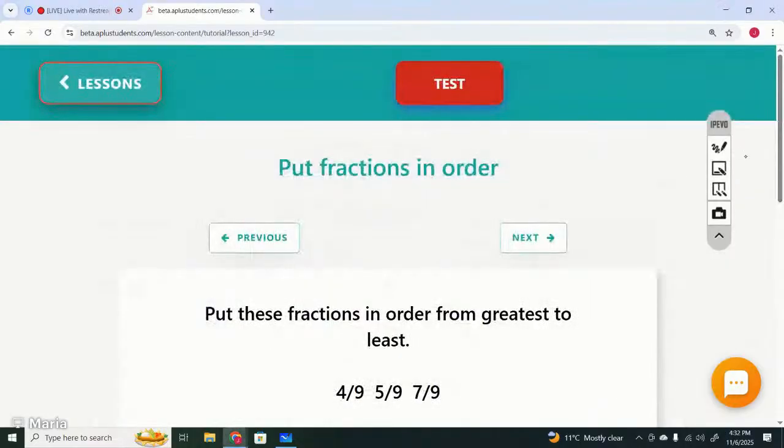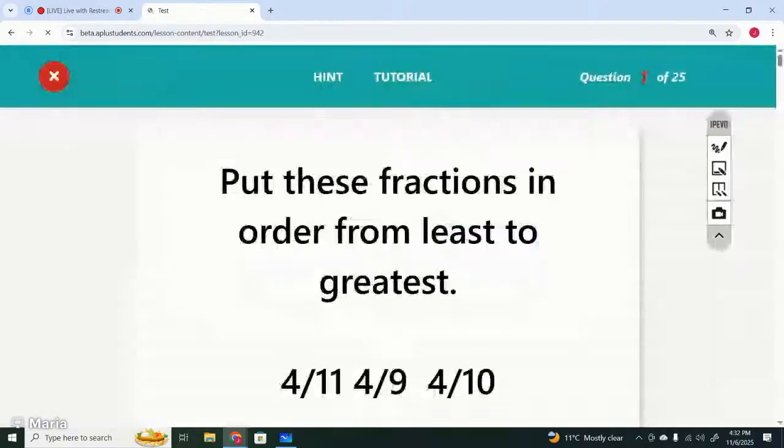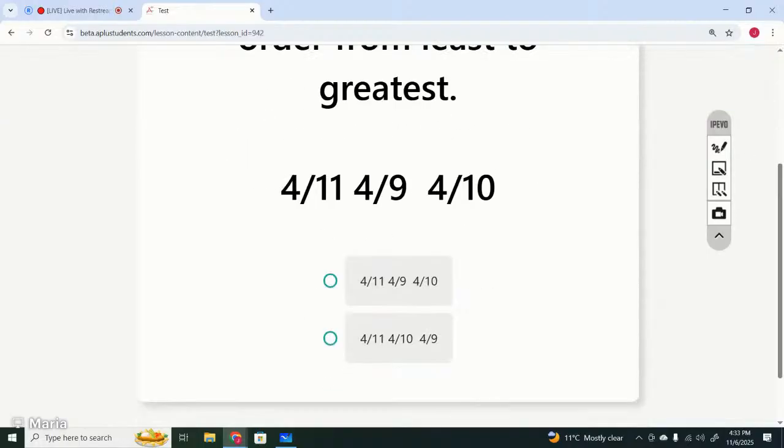Let's just start with the test questions. Put these fractions in order from least to greatest: 4 over 11, 4 over 9, 4 over 10.